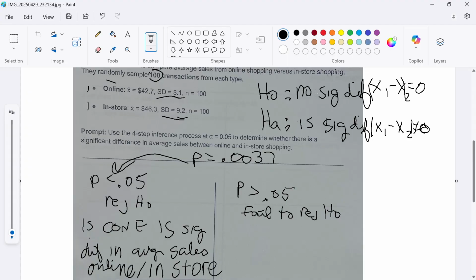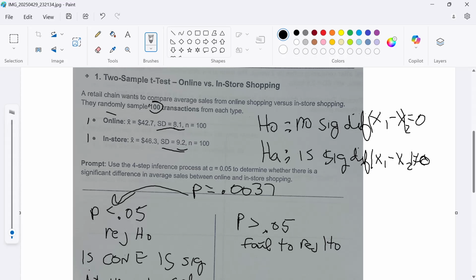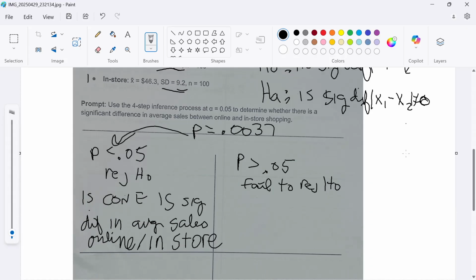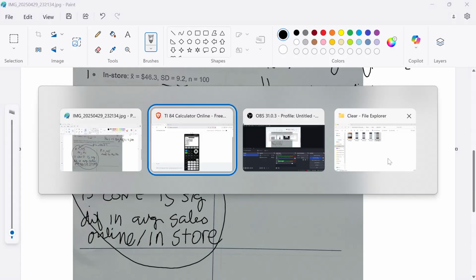So there's the answer for that one. We're rejecting the null. There is convincing evidence that there is a significant difference. In other words, the absolute value of the difference between the means of online and in-store shopping is not equal to 0. There is convincing evidence that there is a significant difference in the average sales between online and in-store. That's the answer, however you want to say it.